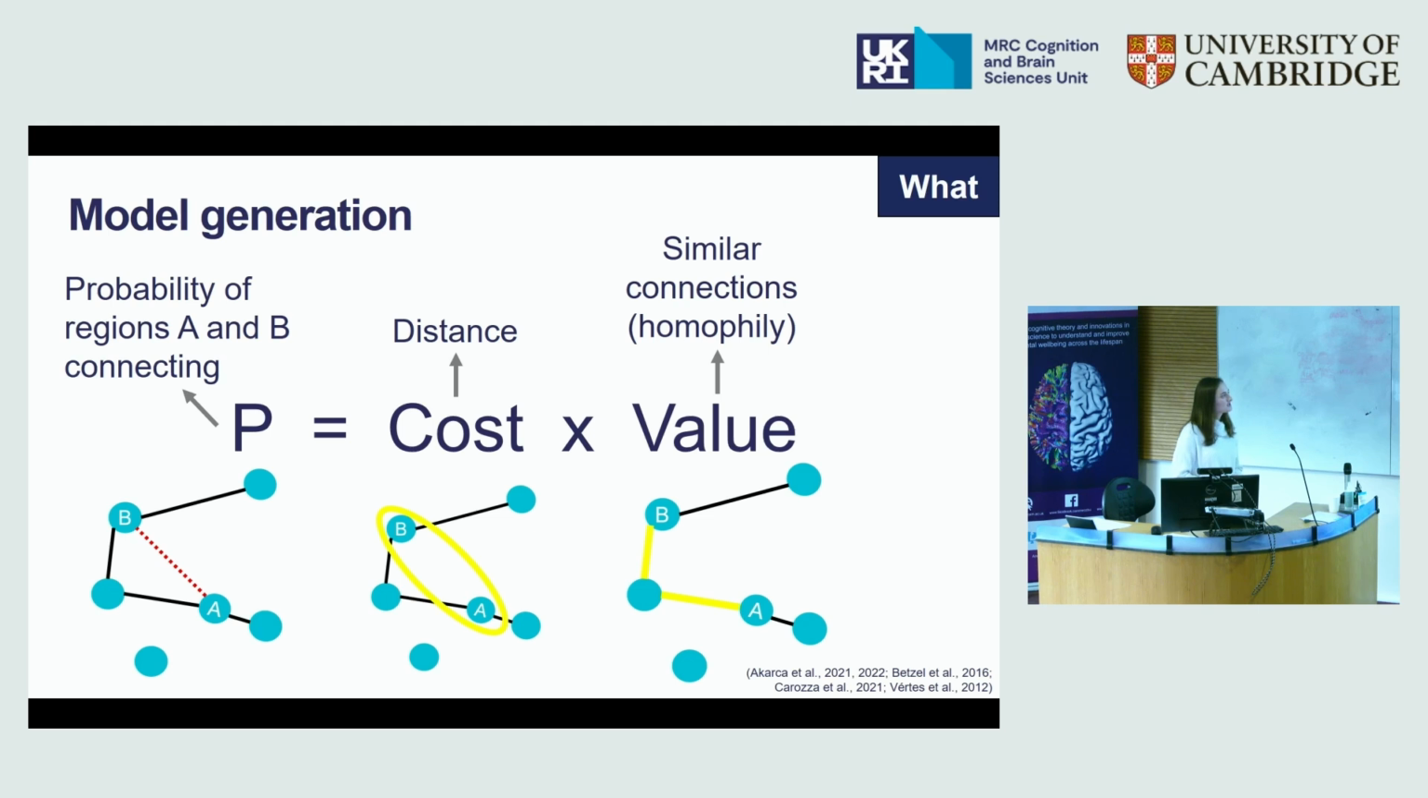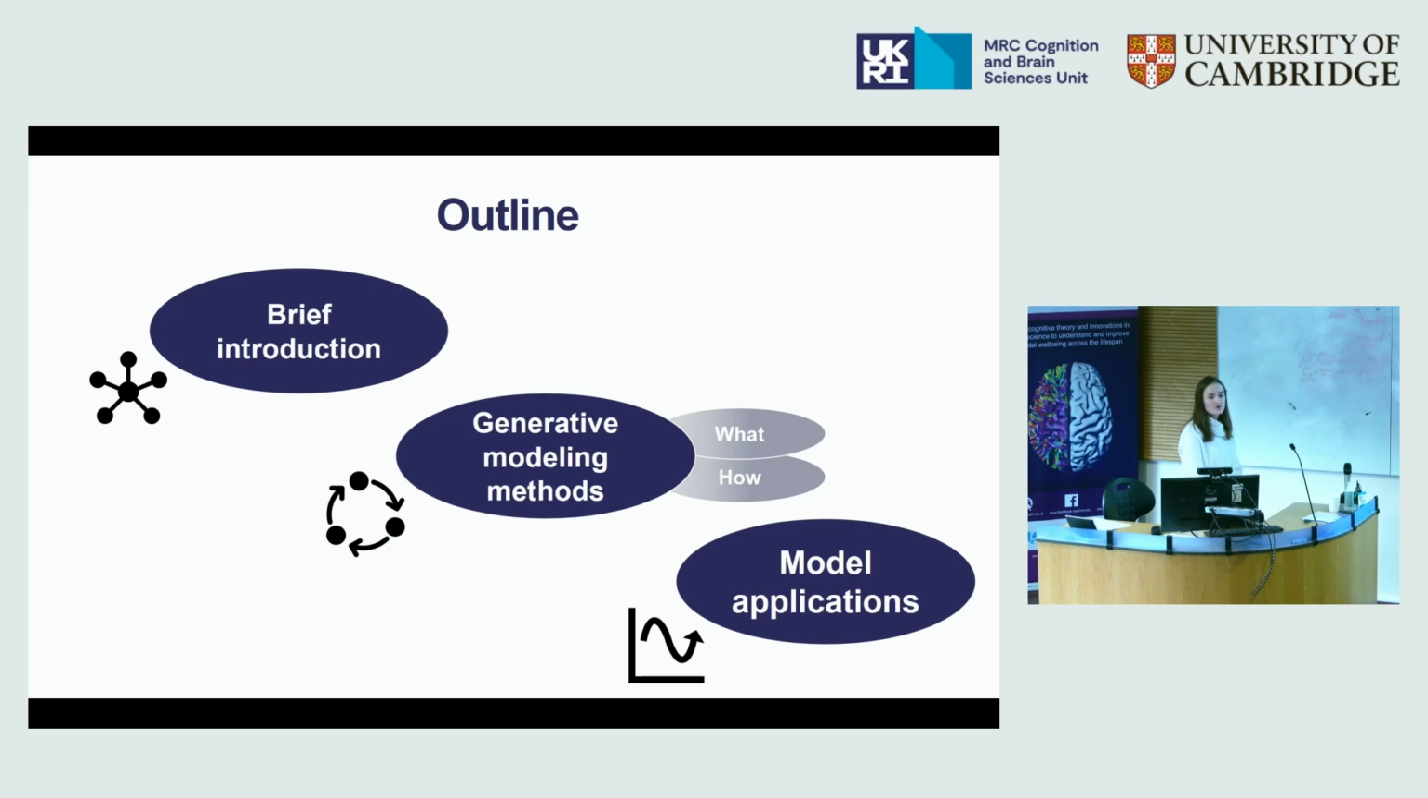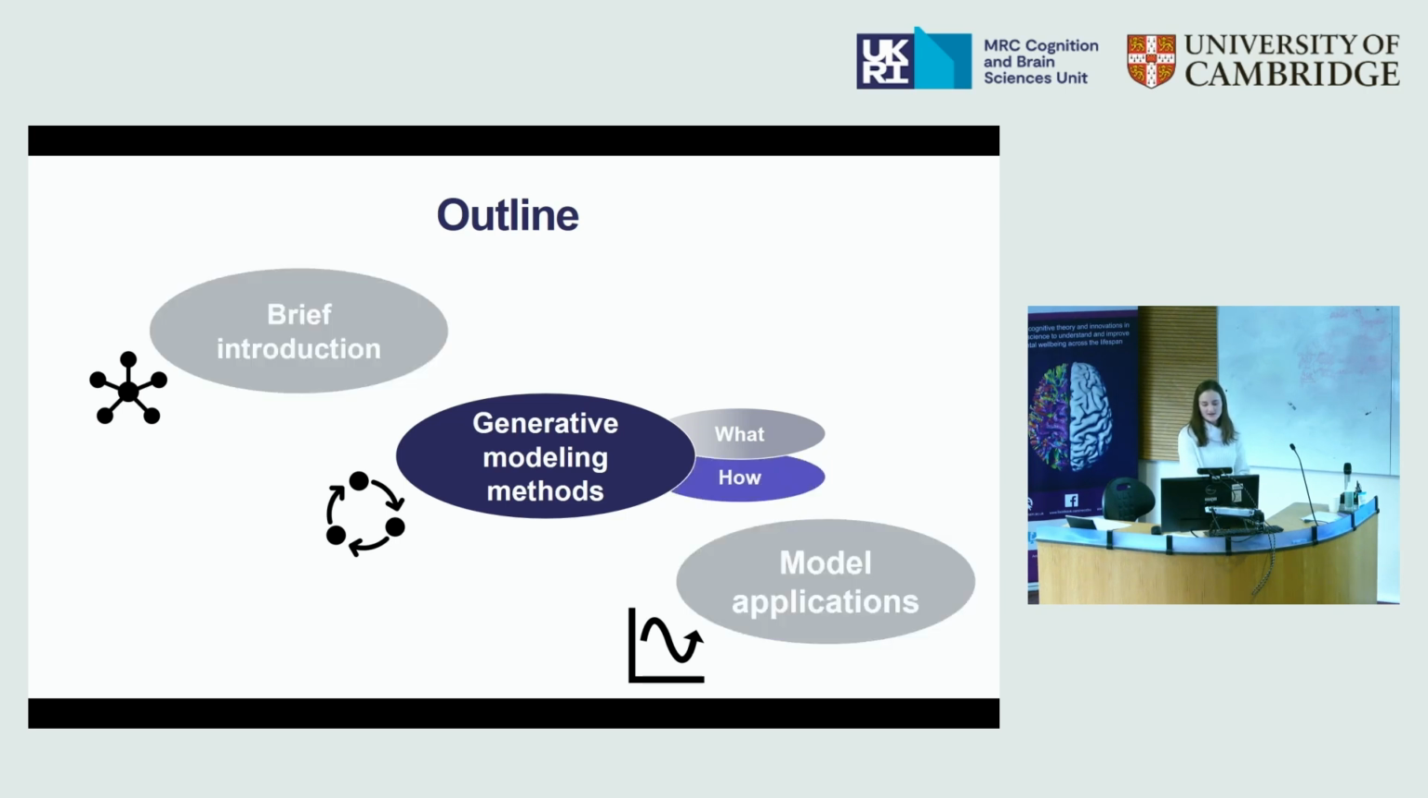Homophily essentially is related to having similar connections. So as you can see, A and B both are connected to a third region, and this means that they're more likely to connect than if they didn't have this connection in common. So essentially, regions are preferentially connecting with other regions that are similarly organized to themselves. So that is broadly what the model is doing, and now I'll get into how we actually use it.